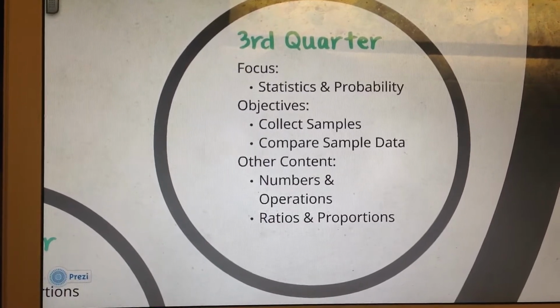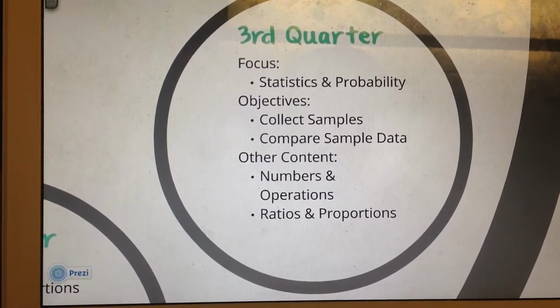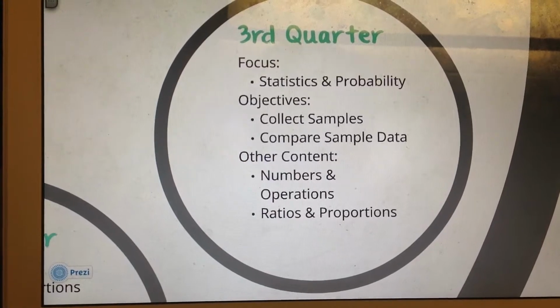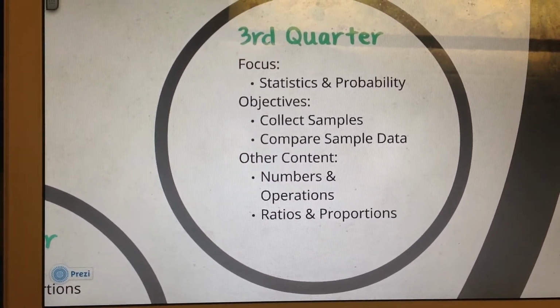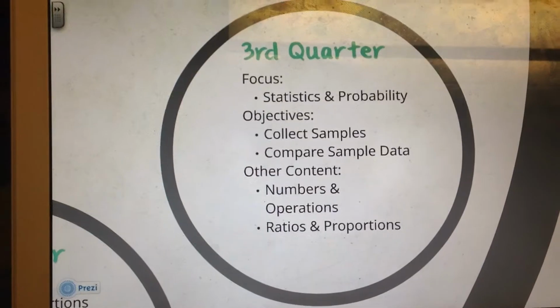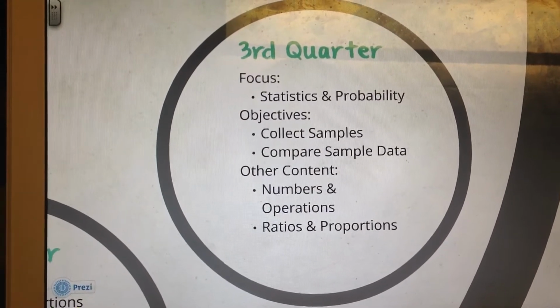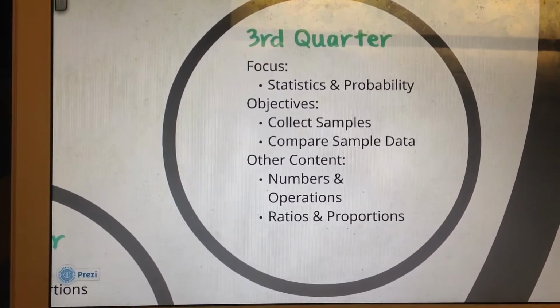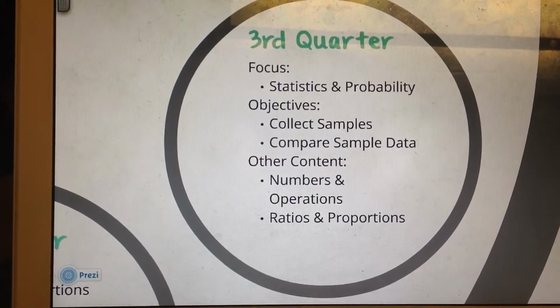And the other content areas that are addressed are numbers and operations, and ratios and proportions. In the activities, numbers and operations are used when they spin the spinner and create the 4 sample sizes. And ratios and proportions are used when they compare the 4 sample sizes to each other.